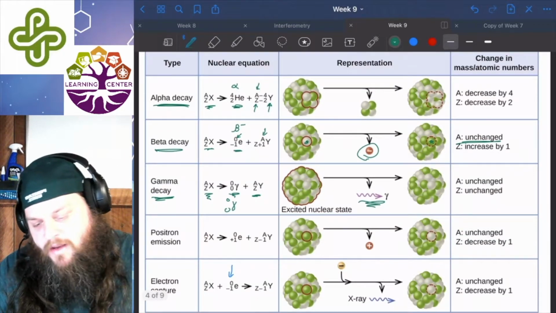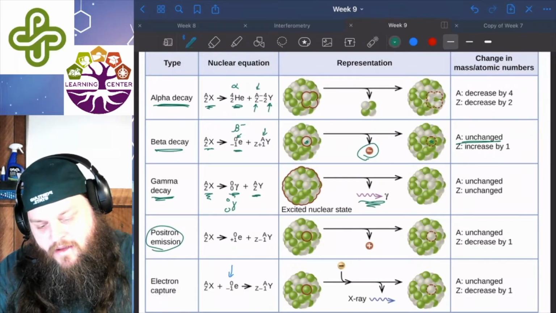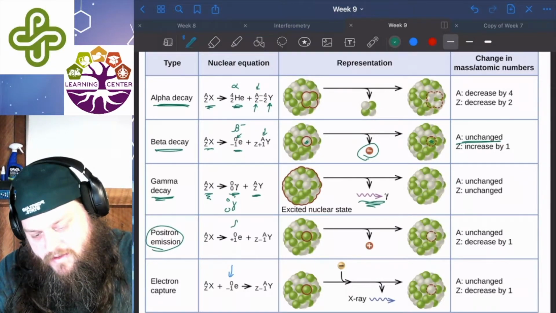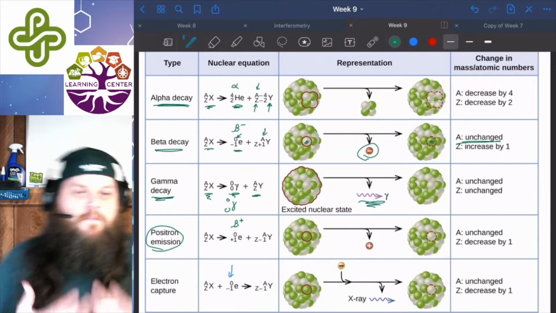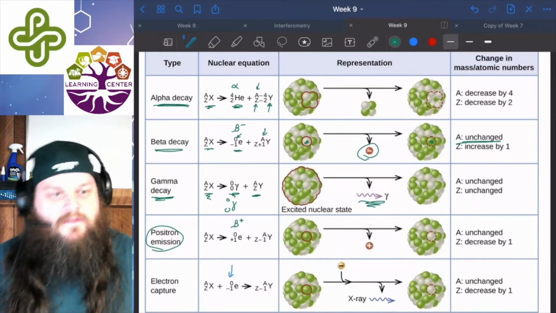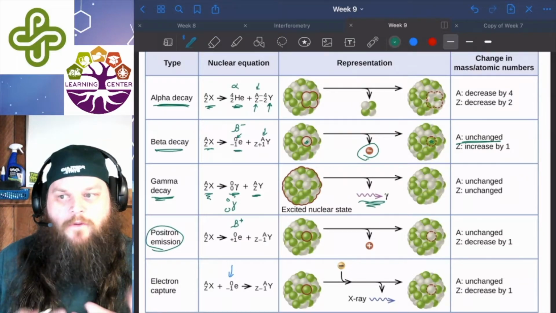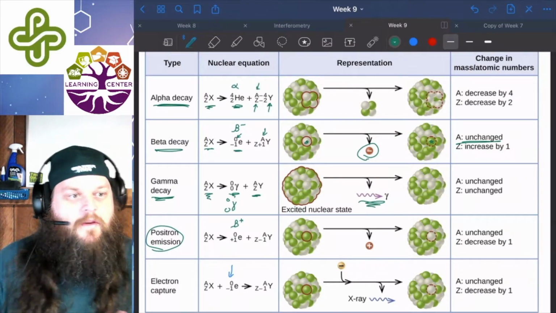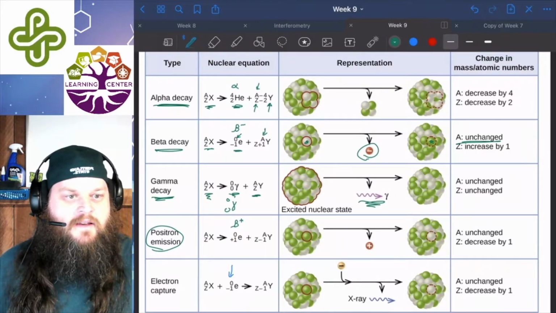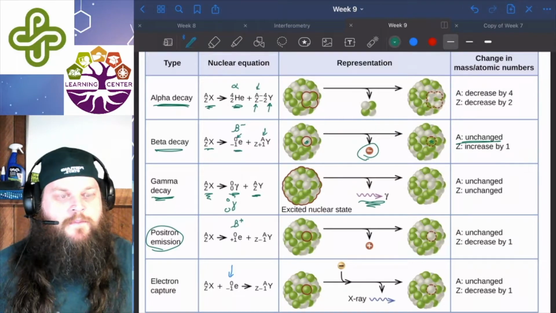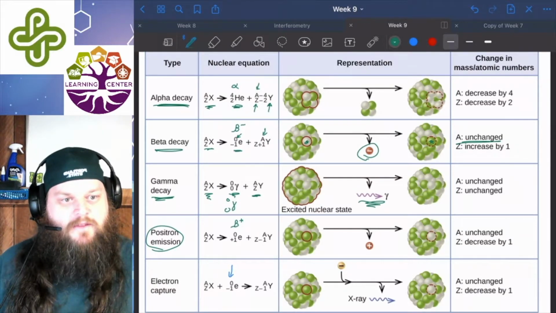The positron emission we see here, we can also call this a beta plus particle. Positrons are just positively charged electrons. So for every form of matter in the fundamental particles, there's an equivalent antimatter that has the opposite charge and the same mass. In this case, the positron is that antimatter to an electron.